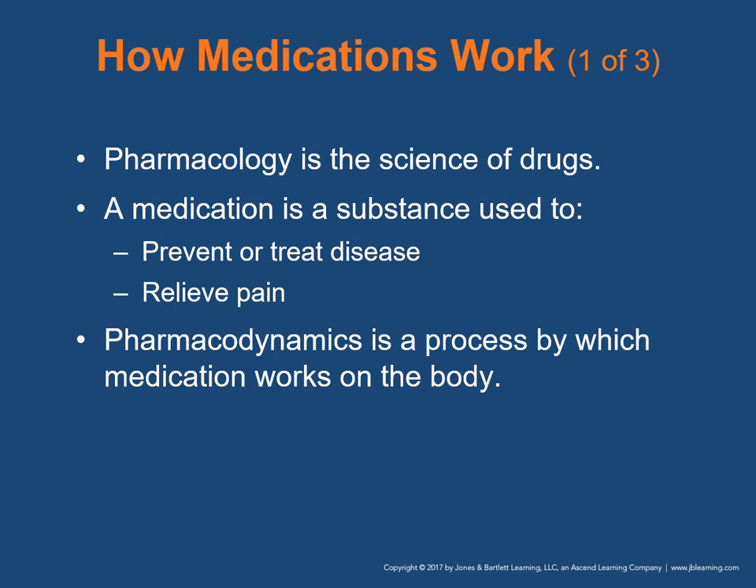And first, we're going to start with a couple of definitions. The first is pharmacology, which is the science of drugs, including their ingredients, preparation, uses, and actions on the body. Medication is a substance used to treat or prevent disease or relieve pain. Pharmacodynamics is the process by which medication works on the body.